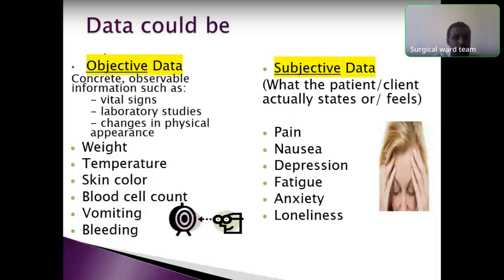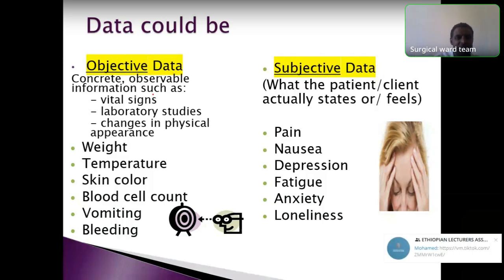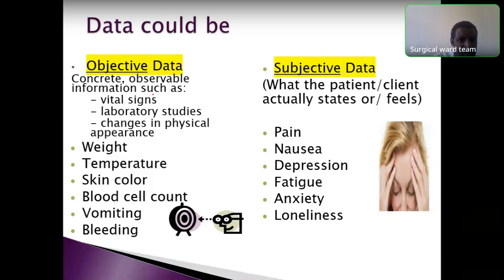Objective data is concrete, observable information. Objective data means measurable, tangible data, including vital signs, temperature, weight, skin color, blood cell count, vomiting, bleeding, laboratory studies, and physical appearance. Change in physical appearance is objective data. Objective data means it is measurable.